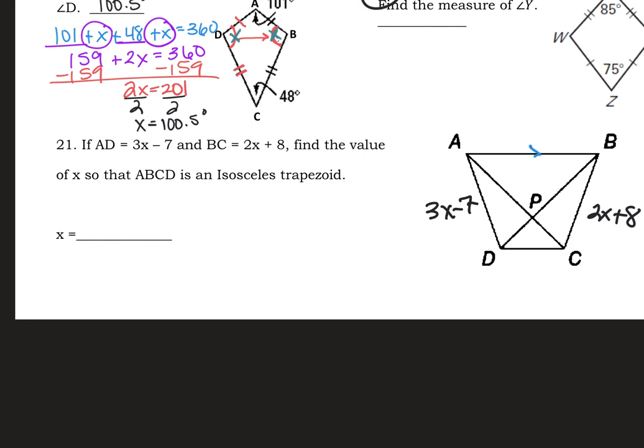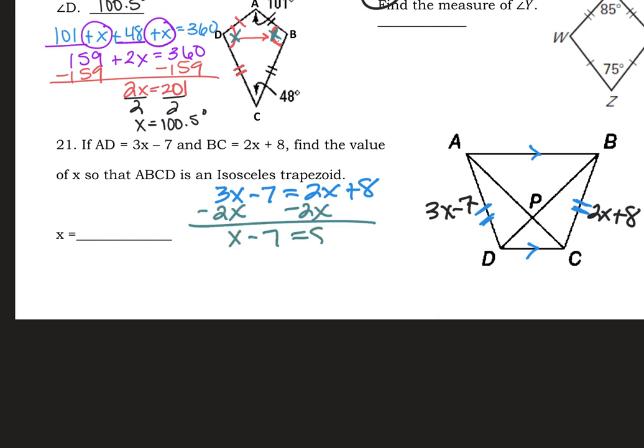So remember, if it's isosceles, the sides that go the same direction are parallel. And the other two sides, these have to be the same. Well, if they're the same, then we're just going to go ahead and set those equal. 3X minus 7 equals 2X plus 8. All right, let's subtract 2X from both sides. So X minus 7 equals 8. Let's add the 7. So X is 15. Okay. All right. When you're ready, we'll go over to the back side.